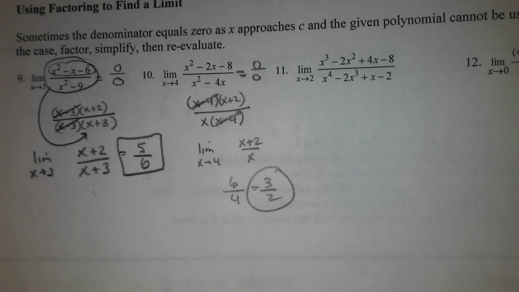Kind of tells us where our hole was. It was at 4 comma 3/2. 4 plus 2 is 6 over 4. Are we good with that? Any questions? Okay.